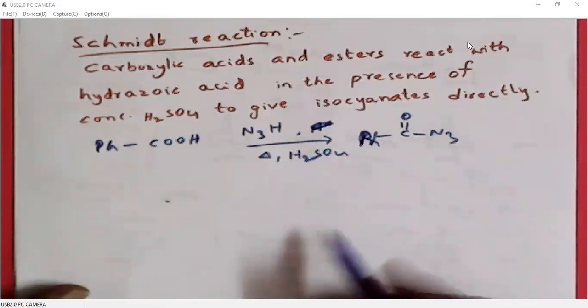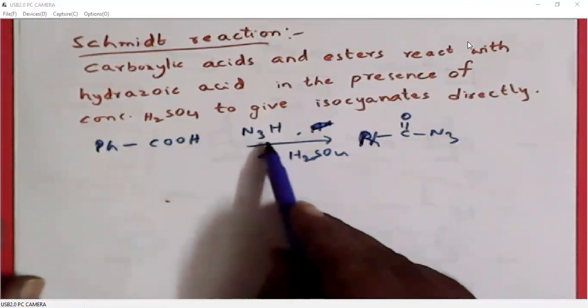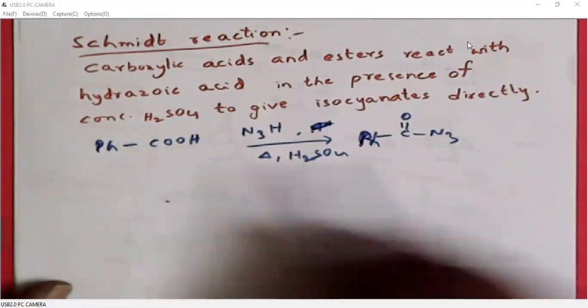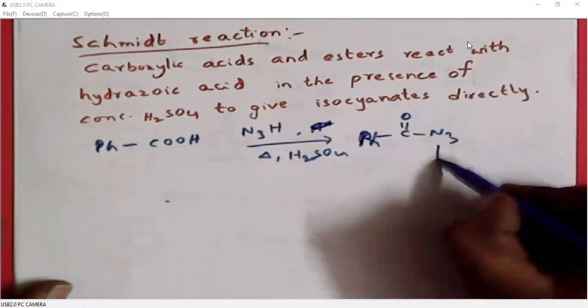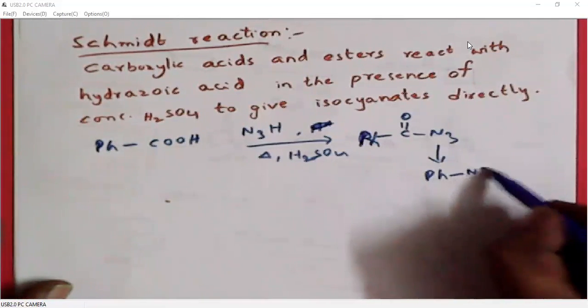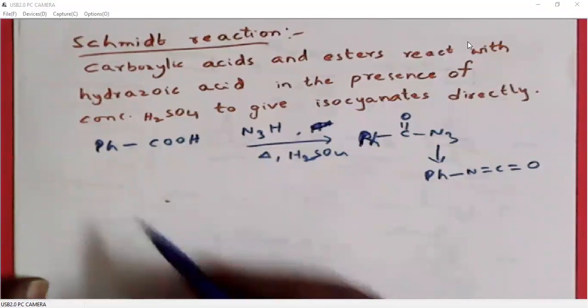PhCON3. So when carboxylic acids are treated with hydrazoic acid under strong acidic conditions, carboxylic acids are converted to acid azides, which are then converted to isocyanates. Now we will see how these carboxylic acids are converted to isocyanates.